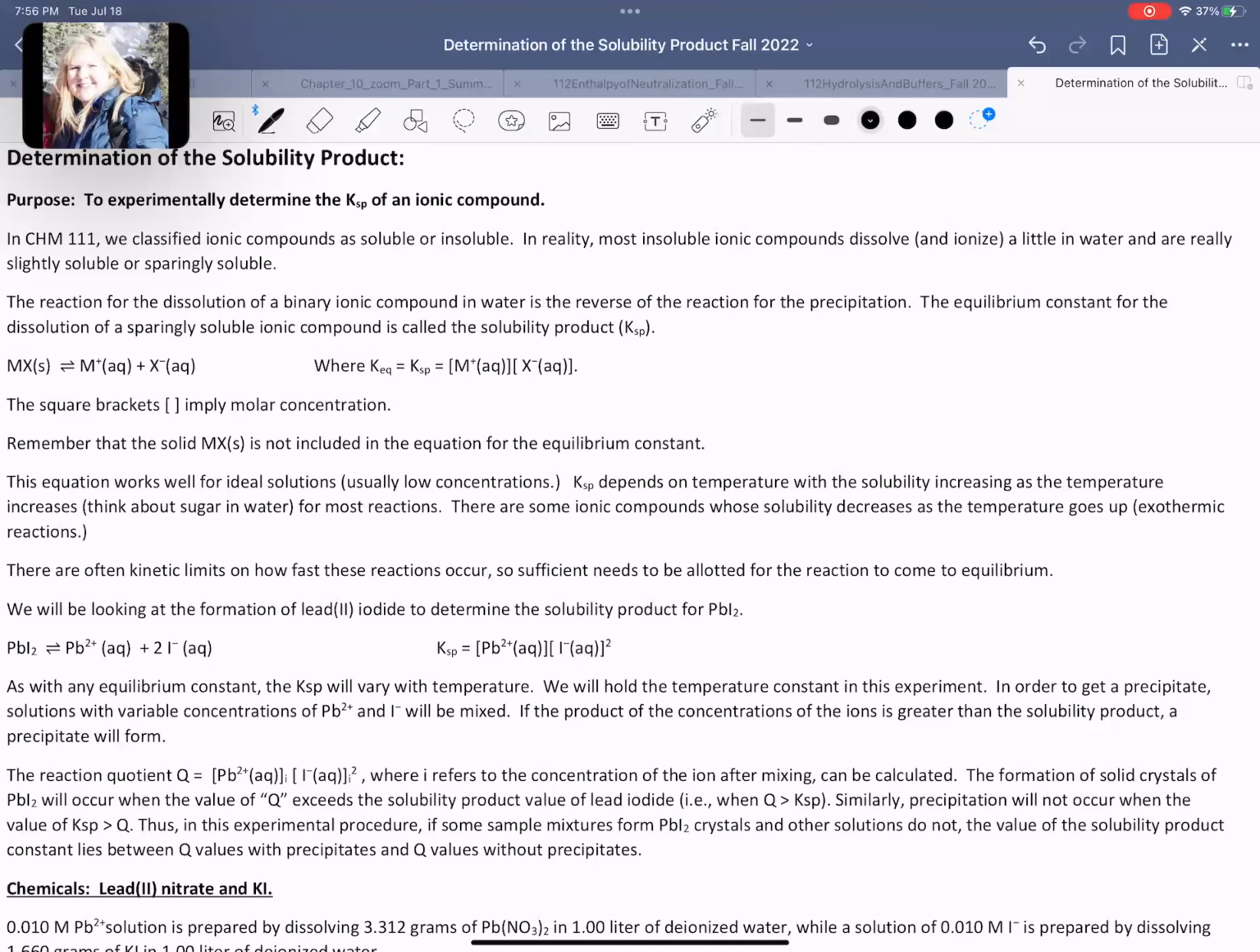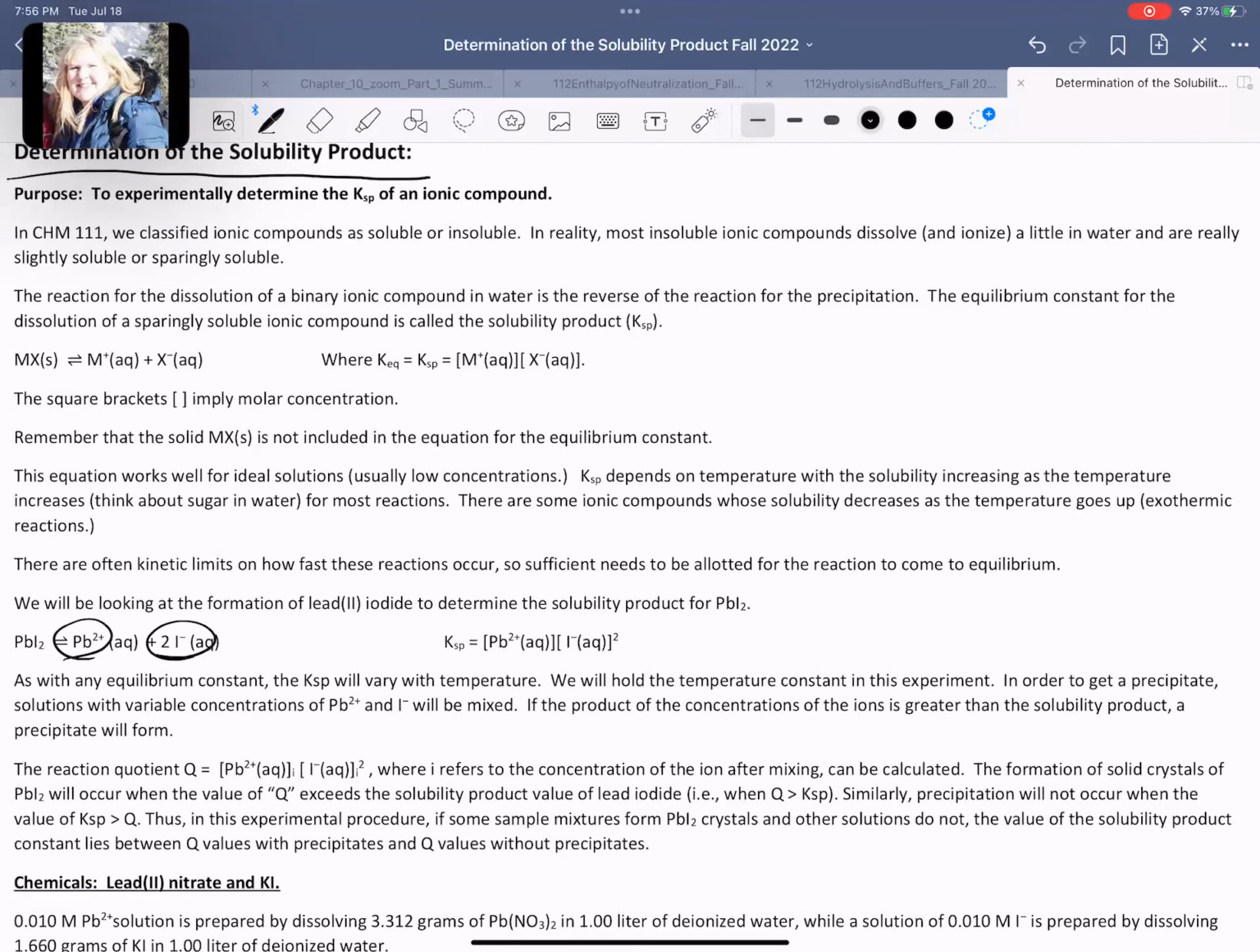All right, let's quickly talk about the lab on the determination of the solubility product. This is the experiment where we added our lead to our iodide to see whether or not we have a precipitate. We know that if we do not have a precipitate, the concentration of the lead and the iodide are too low. Mathematically, it says that our ratio, our Q, is too small and our Q is less than K.